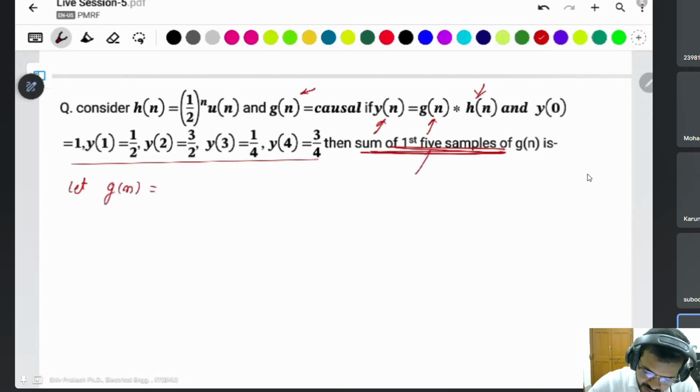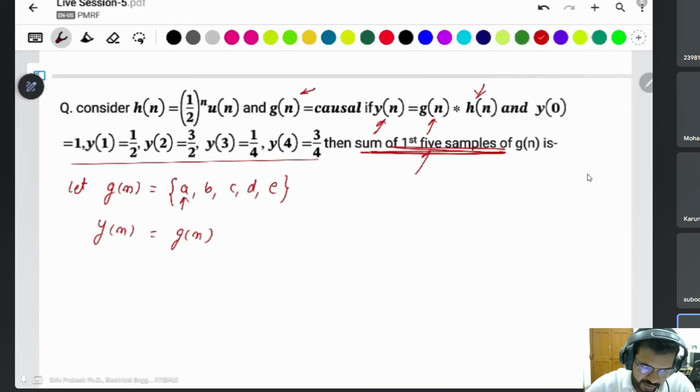Then we need a 5 sample. Then take simply 5 samples only: A, B, C, D, and E. Because y1 is also 5 samples. Take this thing as gn. y1 is given as gn. Simply take the arrow at 0, the first thing, the origin only. This will be 5 samples.